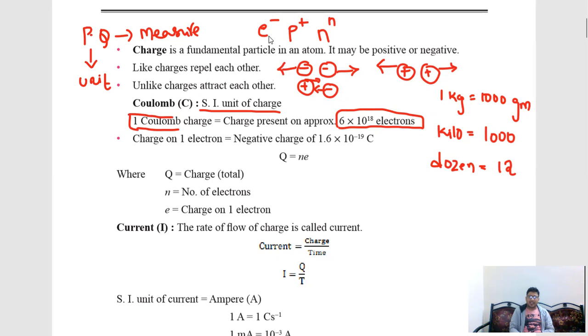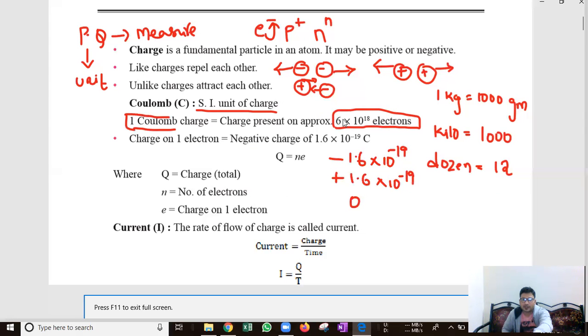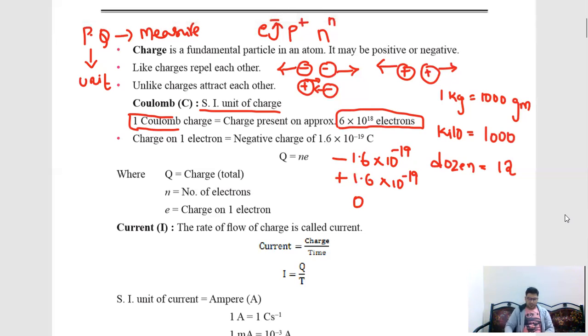Next, here you see the electron has negative charge. So what is the charge on one electron? Simply to say, it is minus 1.6 into 10 to the power of minus 19. If they ask what is the charge of a proton, you can say it is plus 1.6 into 10 to the power of minus 19. What is the charge of a neutron? It is 0. Like that, you have to remember the charges of these. Negative charge, electron, minus 1.6 into 10 to the power of minus 19.